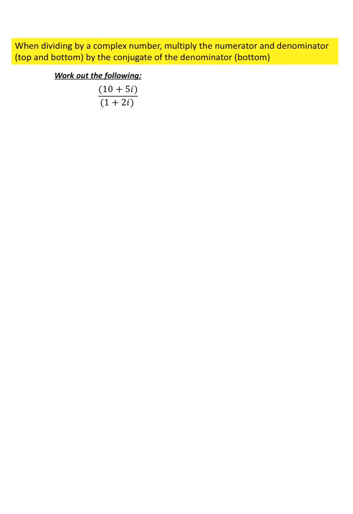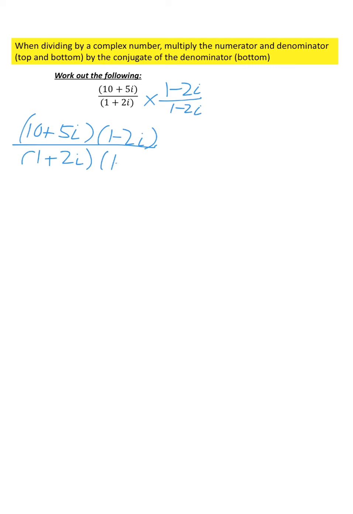So let's have a look at this one now. So we have 10 plus 5i divided by 1 plus 2i. So whenever you're dividing, multiply the top and the bottom by the conjugate of the denominator. So the conjugate of 1 plus 2i will be 1 minus 2i. So I have (10 plus 5i) times (1 minus 2i). Then at the bottom then I have (1 plus 2i) times (1 minus 2i).